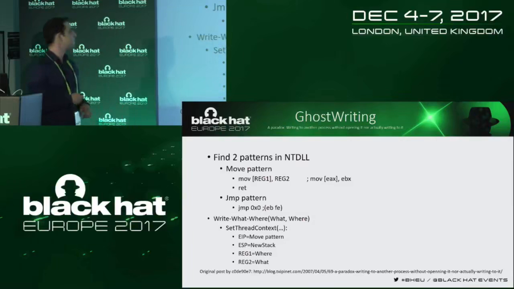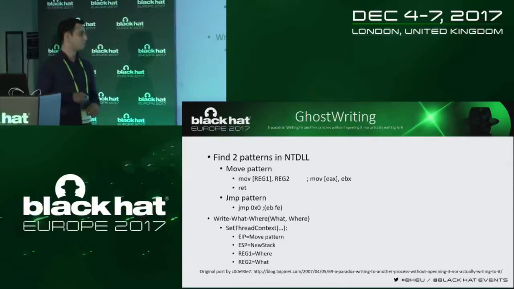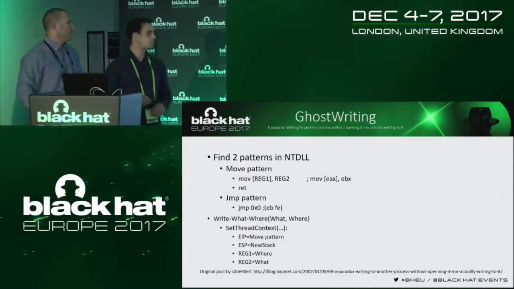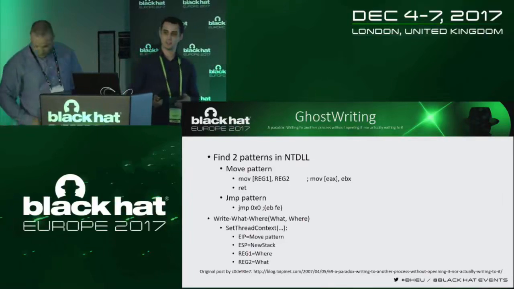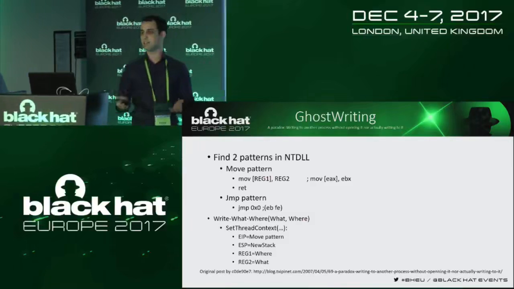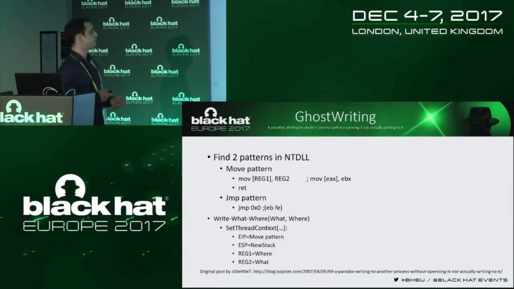We're going to call them the move pattern and the jump pattern. Now, we're going to use these two patterns to achieve what we call a write-what-where, which is basically the ability to write whatever we want into the target process's address space, and do that into any address that we want. So let's start off by talking about the move pattern. The move pattern is a simple pattern made up of two instructions in assembly code. The one being a move from an immediate value stored in a register, and then storing that value in the memory pointed to by another register.